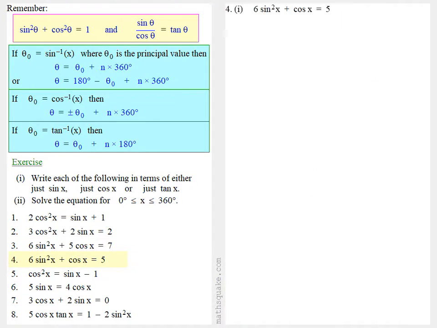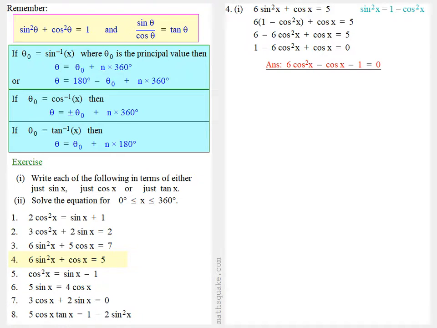In question 4, we're given the equation 6 sine squared x plus cos x equals 5. Now we know sine squared x is equal to 1 minus cos squared x, so we can substitute sine squared x as 1 minus cos squared x. Now we can expand the brackets, and this gives us 6 minus 6 cos squared x plus cos x equals 5, and if we subtract 5 from both sides, we have 1 minus 6 cos squared x plus cos x equals 0. Well, that can be written as 6 cos squared x minus cos x minus 1 equals 0, and that's our answer to the first part.